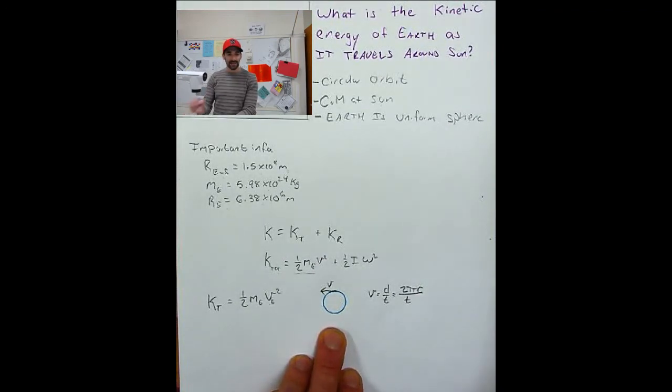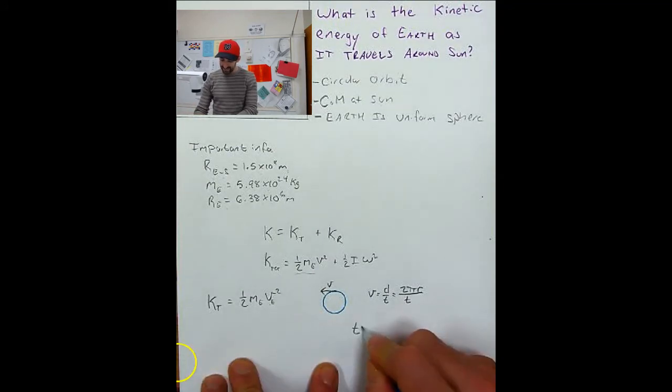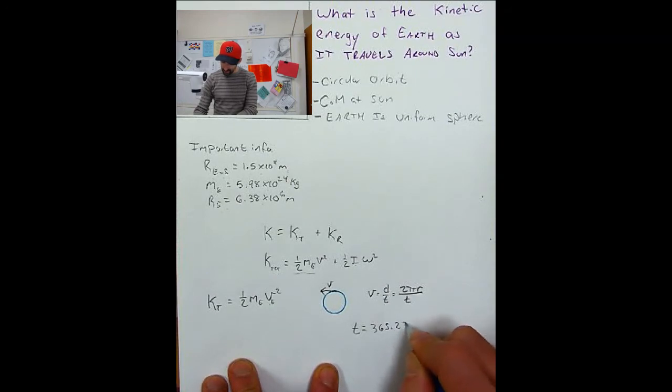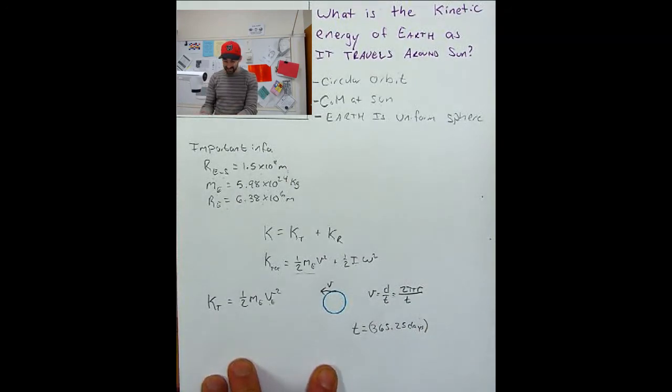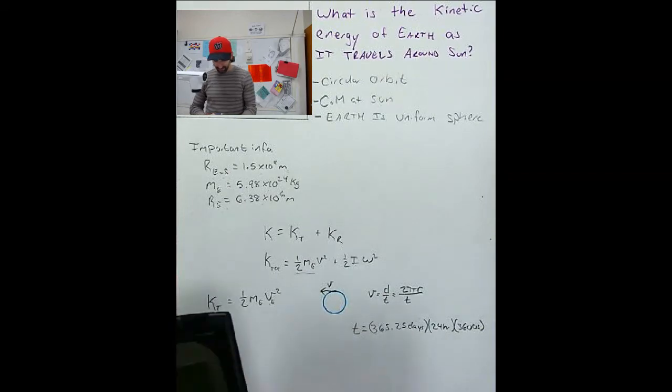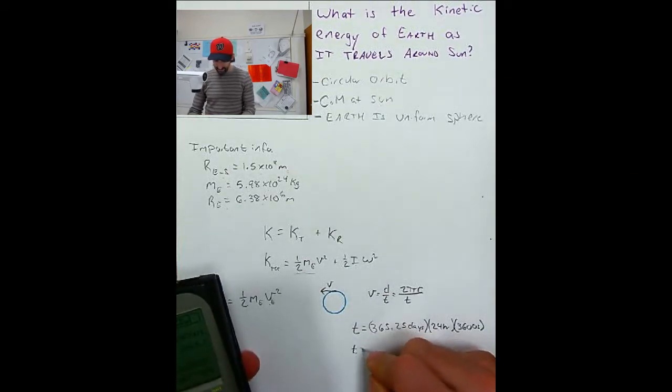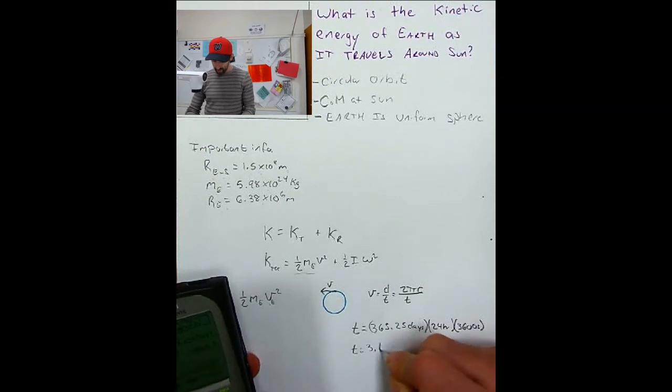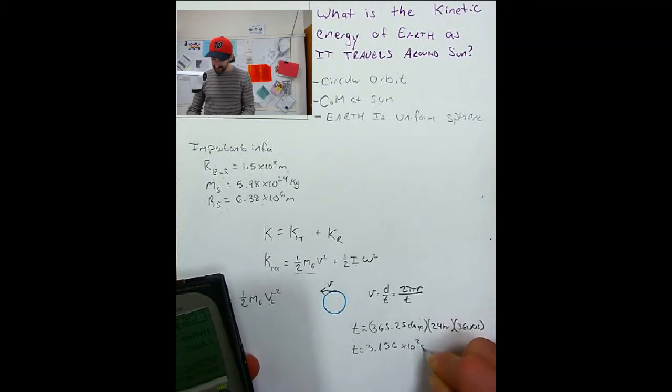Well, what is the time it takes to make one complete orbit around the Sun? The time it takes to make one complete orbit is 365.25 days. We need to change days into seconds eventually, so that is 24 hours in a day, and then there are 3,600 seconds in an hour. If I take that and multiply that through, I have a time of 3.156 times 10 to the 7th seconds.